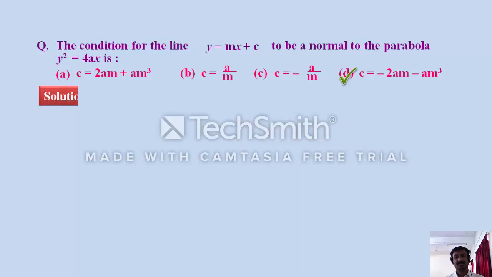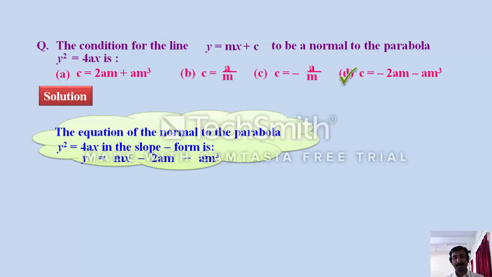So solution for this one is D, and let us see how I got the equation of a normal to the parabola y square equal to 4ax in the slope form: y equal to mx minus 2am minus am cube. Remember, here I have simply taken c instead of minus 2am minus am cube. So the condition goes to c equal to minus 2am minus am cube.